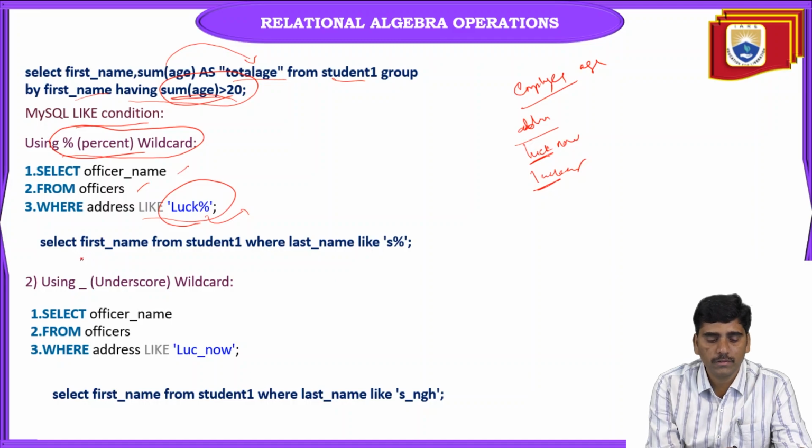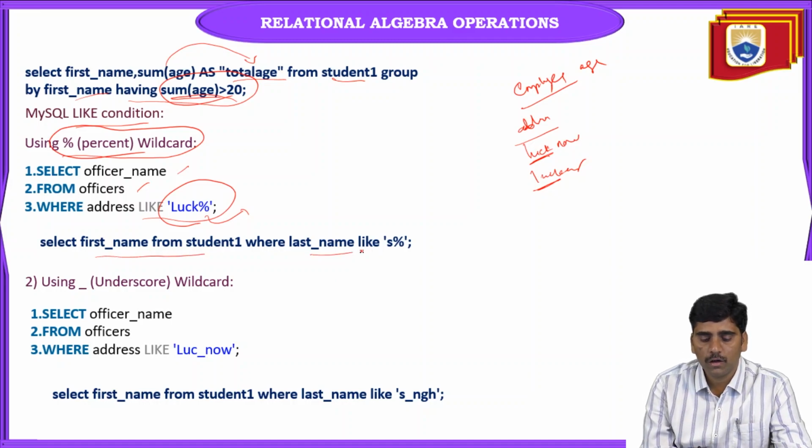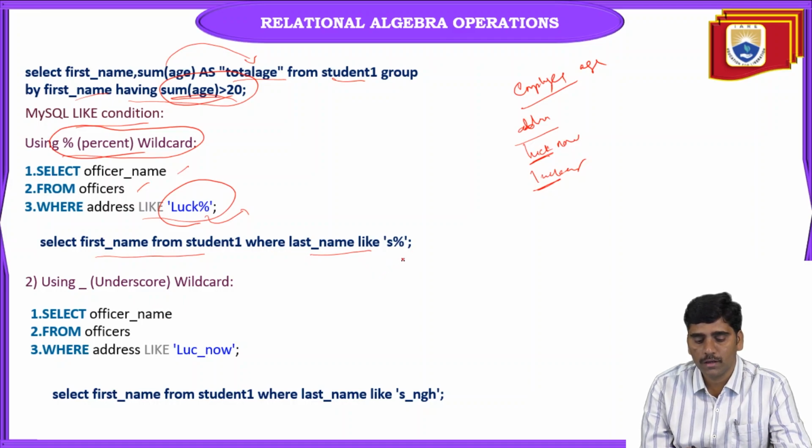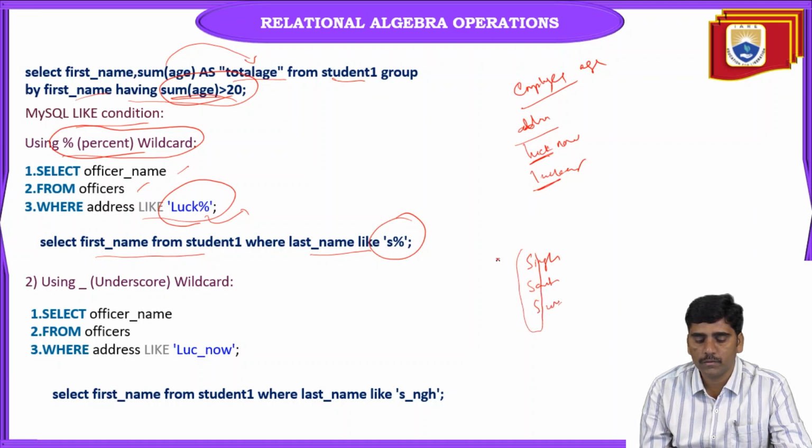So here is an example: select first name from student 1 where last name like S percentile. That indicates whoever has a last name like Singh, Shan, or Shur. All of these will be displayed.